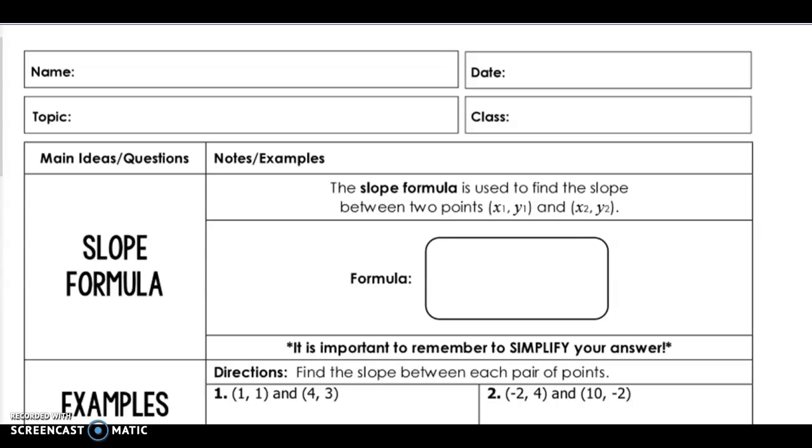Hi guys, I wanted to get on here and go over the slope formula. I know I made a video based on how to find the slope given a graph, so I'm going to go through and do one finding the slope given 2 points.